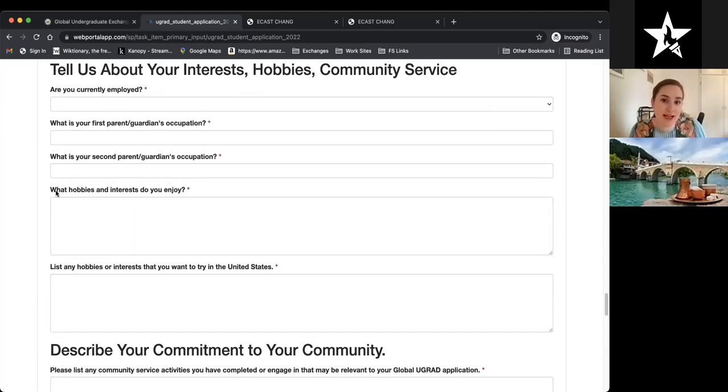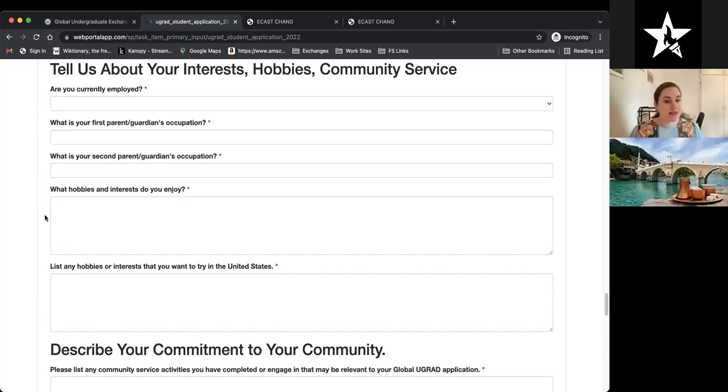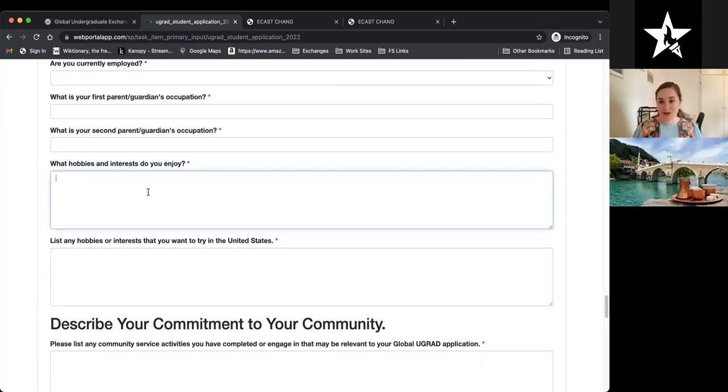Okay. Then I think this is the part that is more confusing for everybody, because this is asking about your hobbies and your interests, and it's a little bit more personal than just the academic and contact information. But we want to know who you are as a person, not just who you are at school. Please tell us, what do you do outside of the classroom?